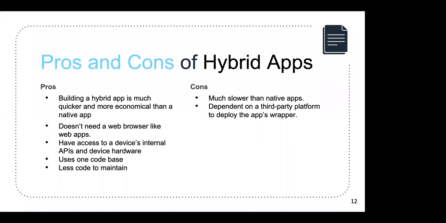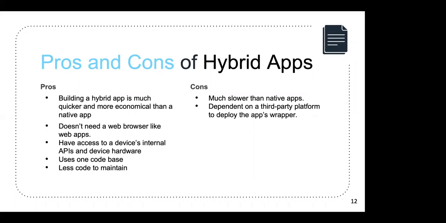As I mentioned, this application can access your device internal APIs by using plugins. So this is very maintainable because we are using one code base. If we have any bug, we just need to change it within a single code line. That means we don't need to focus on Android and iOS separately. We just need to look into the single code base.